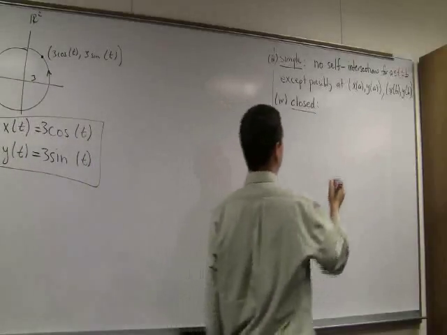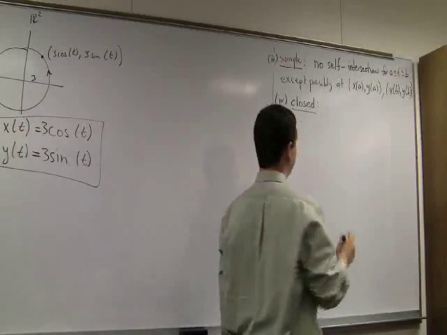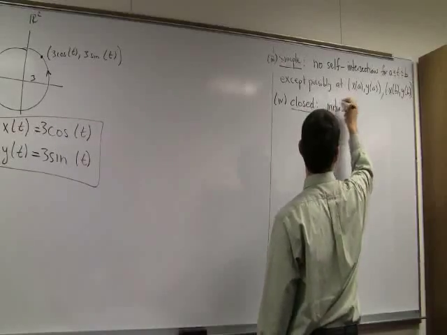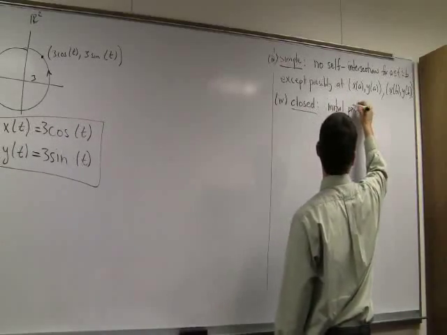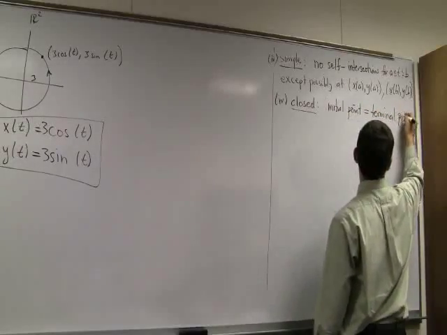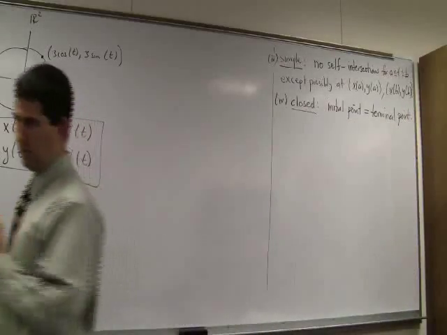But not any other points? So an 8 would not work? No, an 8 would work, because all you need is that the initial point equals the terminal point. And it can cross itself as many times as it wants. Yep. We don't require it to be simple.